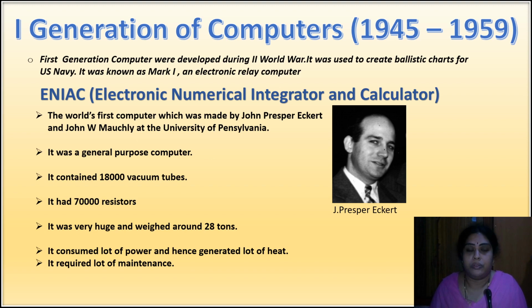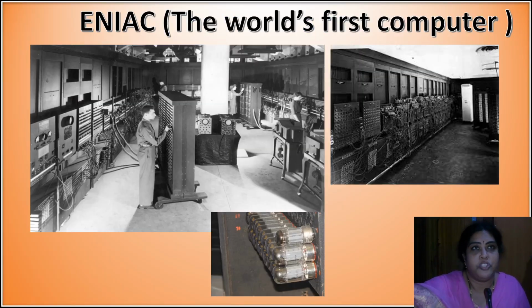I will just show you these tubes in the next picture. Can you see here? This is ENIAC, the world's first computer. You can see how big it is, how much room it occupied, and these are the vacuum tubes. If you see these circuitries, there are so many tubes and so much machinery there. Even if one vacuum tube burned out, it used to give a lot of problems. So this was a major fault of these computers.